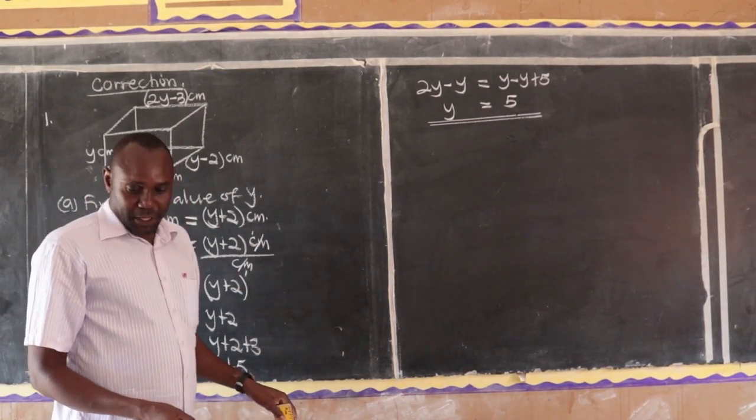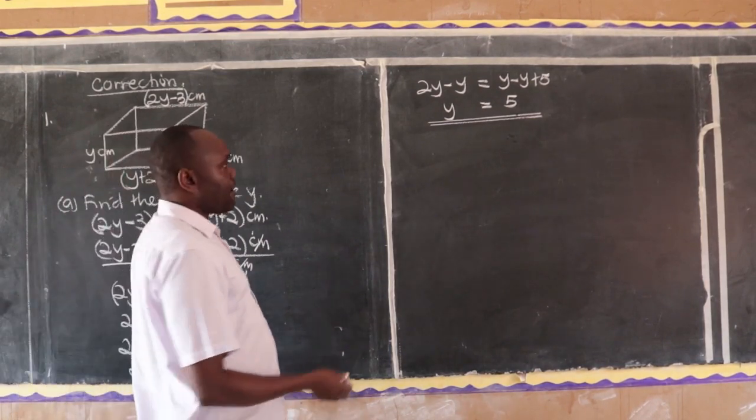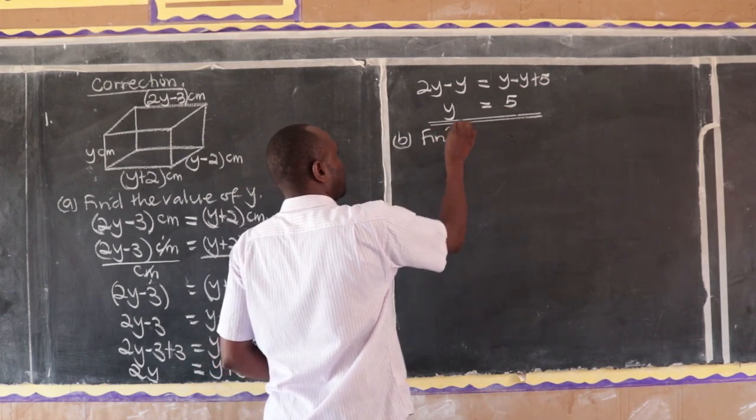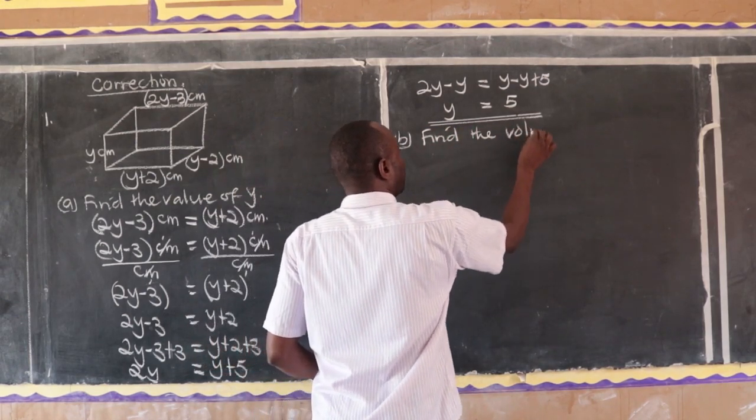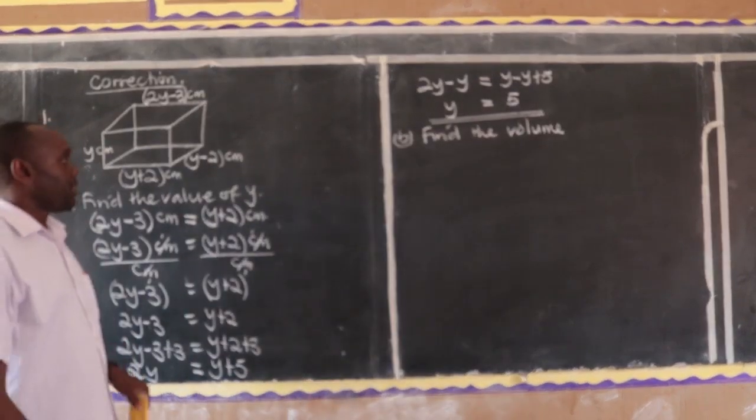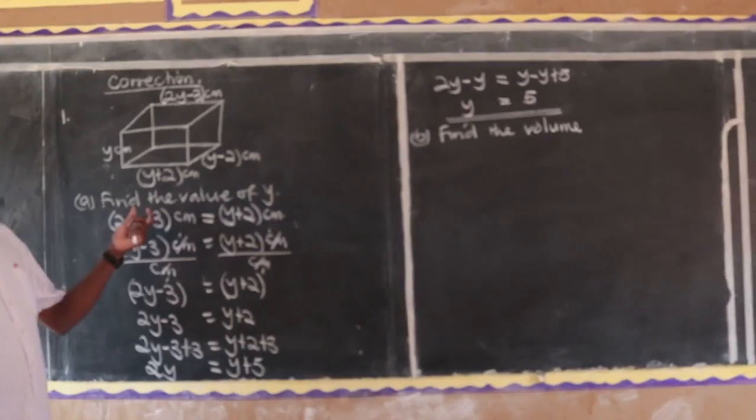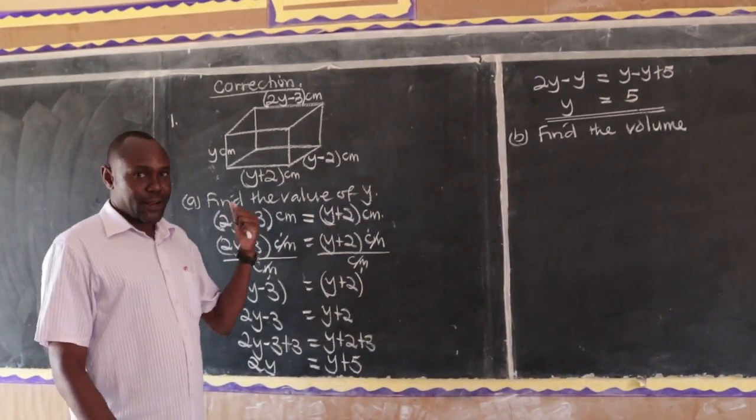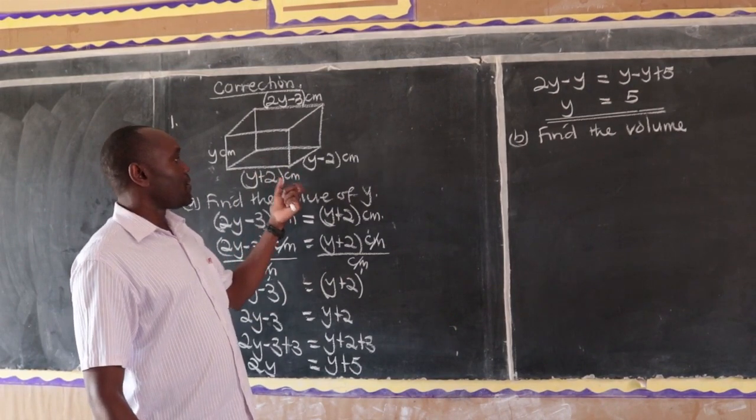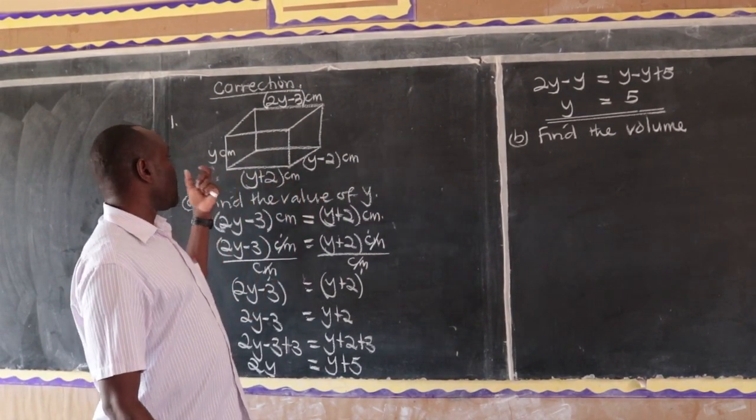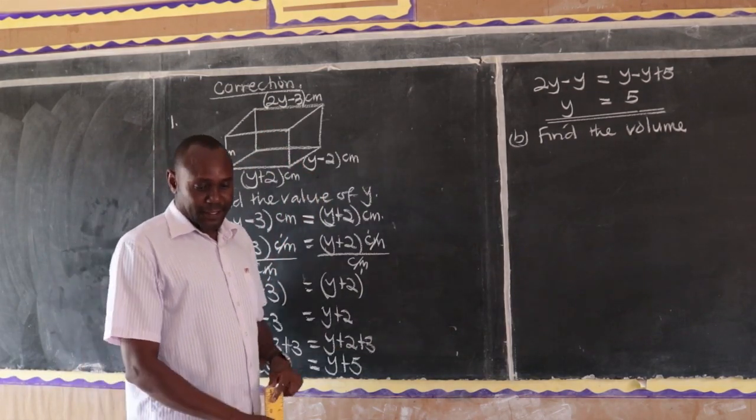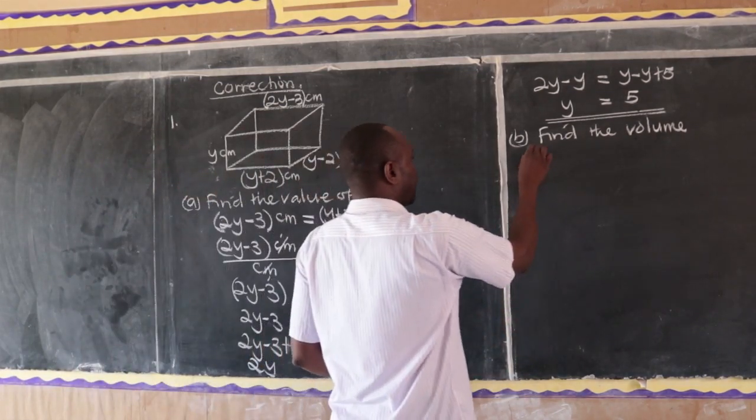Then our question B was saying, find the volume. So how do we find the volume? Remember the volume, we said, it is the base area multiplied by the height. Therefore, we shall need to first of all find the actual length, the actual width, and then the actual height. So let's begin with the length.